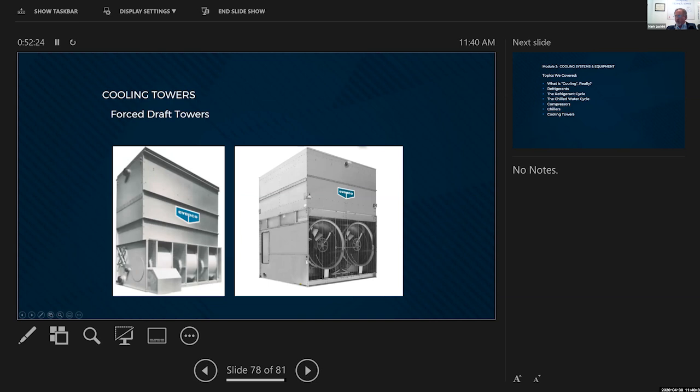So those fans could be centrifugal fans like shown here. Could be a single fan, can be as many as 5 or 6 fans, depending on how big the tower is. Every now and then you'll see axial fans for forced draft towers. Not quite as common though. I'm not sure why, but more often than not, you'll see the centrifugals.